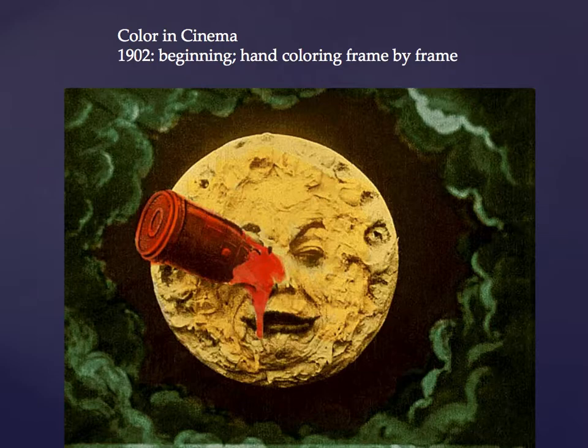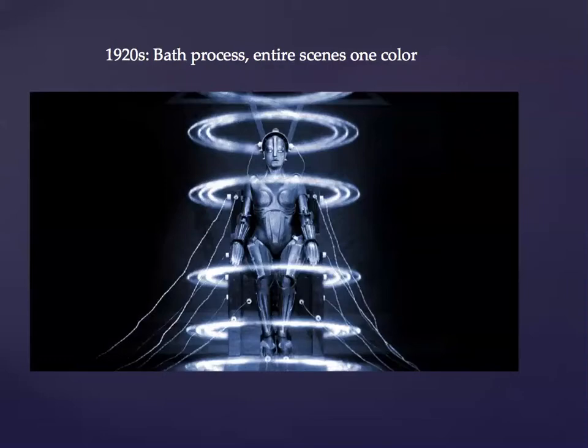And 35 millimeters is only about 2.5 inches wide. So it's pretty tiny, and there's a lot. So they didn't do a lot of it, but there are hand-colored movies out there. A little easier to do is the bath process. This is a wonderful film called Metropolis with the robots and flying cars and all sorts of cool stuff from 1927. I think it's from 1927.